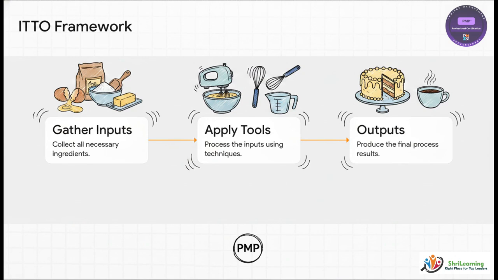So this brings us to the fundamental logic engine of really all project management processes, the ITTO framework. Think of it like baking a cake. Step 1. Gather inputs. You're getting all your ingredients out on the counter. Step 2, apply tools and techniques. That's the mixing and the baking. And step 3, produce outputs. You get a finished cake. You literally cannot move to step 2 without finishing step 1. And since our prompt explicitly asks what action to take to collect inputs, we are 100% in step 1. We're still gathering our ingredients.